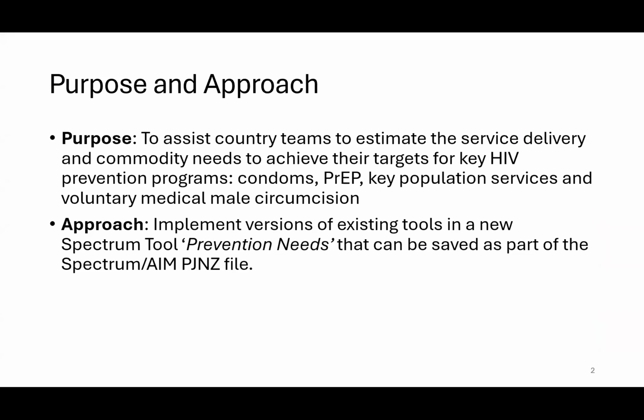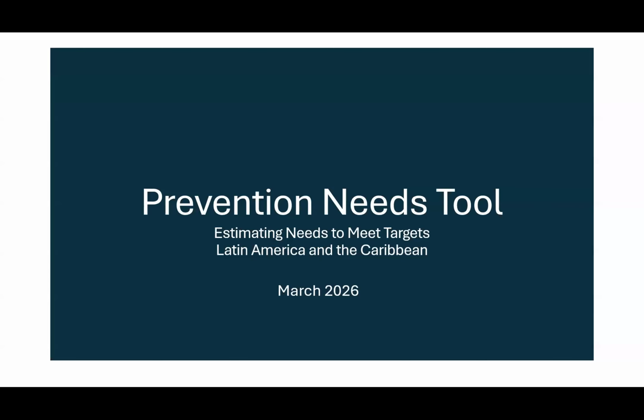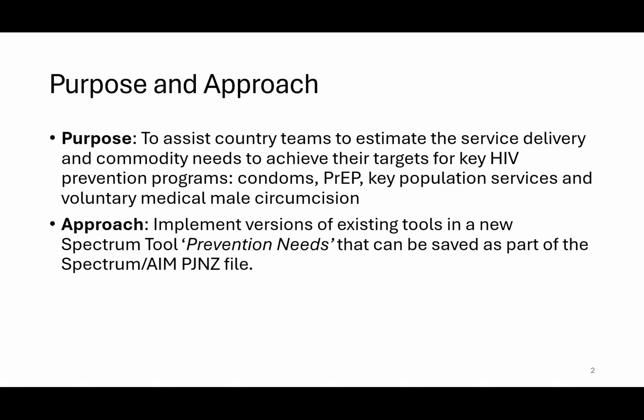Okay, thank you, Lysias. So this presentation will be a brief introduction to the tool in Spectrum, and then subsequently we'll have more detailed discussions of each of the components. First, to reiterate what Clemens said, the purpose of this tool is to assist the country teams to estimate service delivery and even commodity requirements to achieve your targets. The approach is to implement simple versions of this tool in Spectrum so that you can do your calculations in Spectrum and save your inputs and your outputs along with your Spectrum file when you do your estimate.